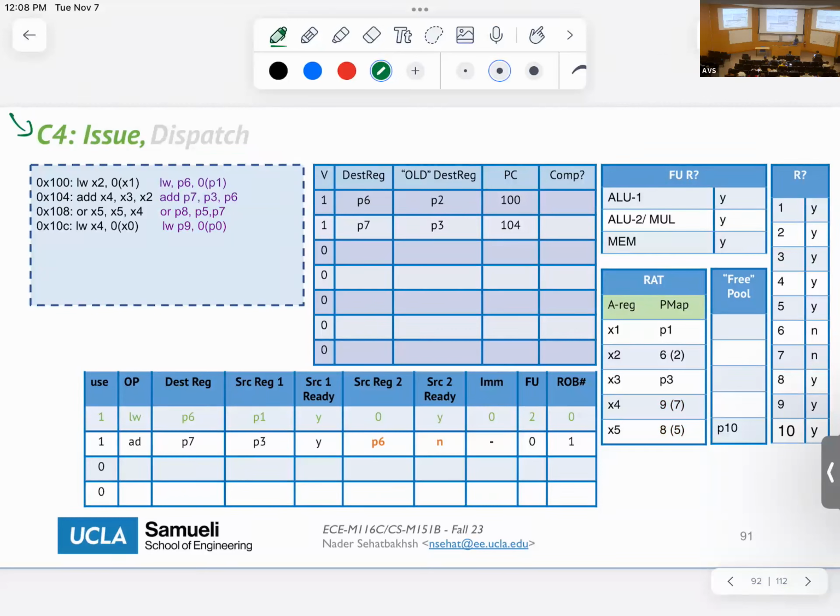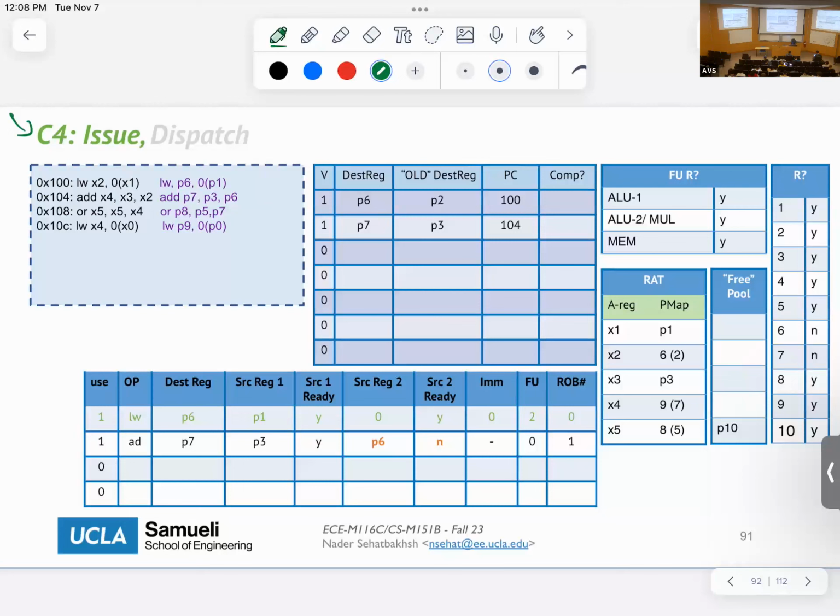So this is in the new cycle. This is cycle 4. So issue is actually happening during every cycle. The reason that we didn't have any issue prior to this clock cycle was there was nothing to issue. But at this cycle, there is something to issue, and here is how the issue logic works.